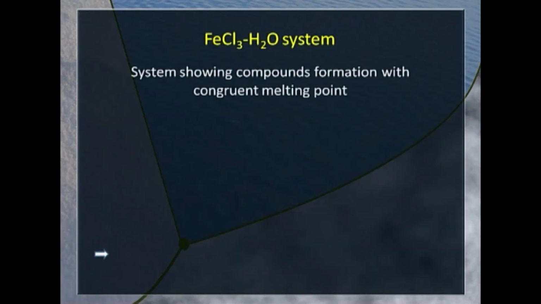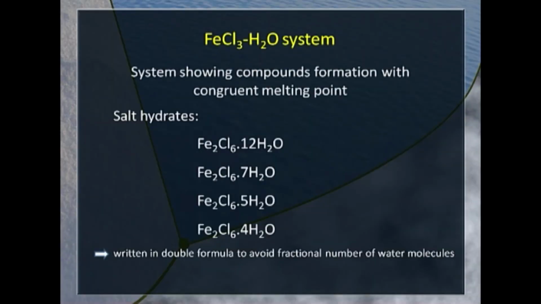The other interesting system is ferric chloride water system. Interesting because ferric chloride and water form a series of salt hydrates, and all these salt hydrates have sharp melting points. You recall compound formation where the compounds exhibit sharp melting points. They are called congruently melting solids, and these are the salt hydrates.